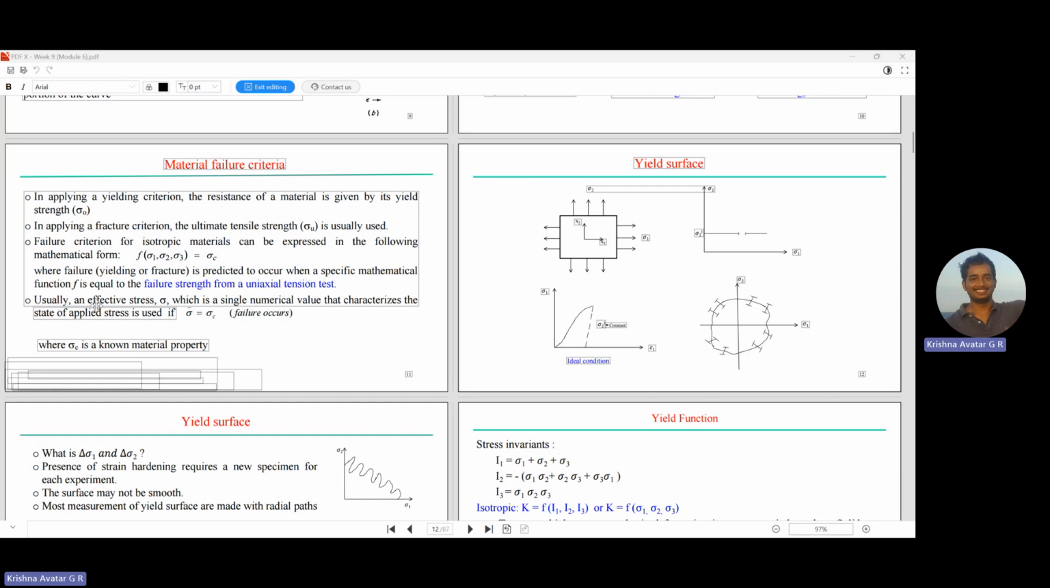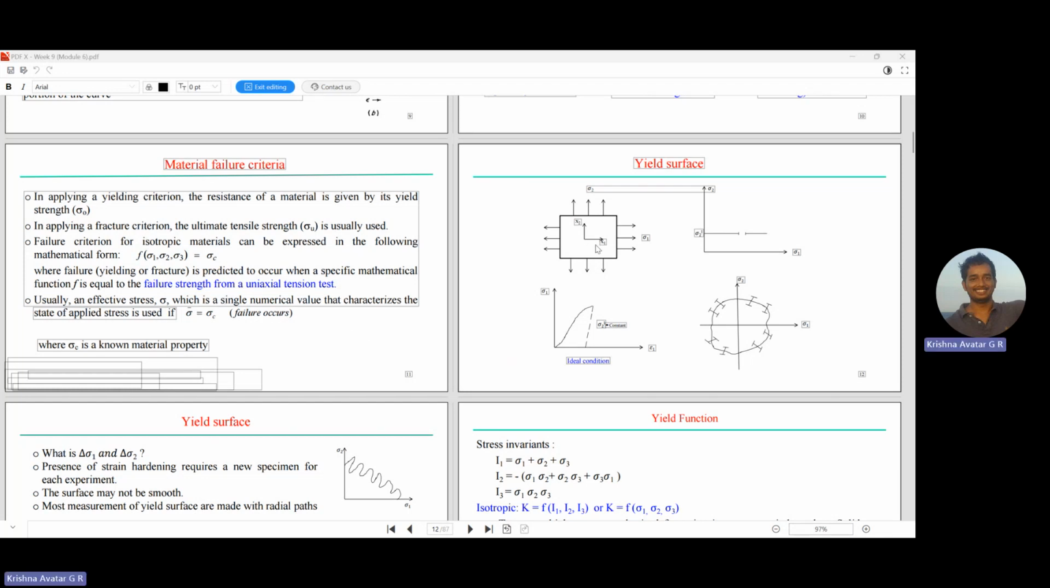Usually an effective stress sigma bar, which is a single numerical value that characterizes the state of stress, is used, and if sigma bar is equal to sigma c, that is when the failure occurs. And this sigma c is a material property, and we can obtain it from certain experiments, either a uniaxial tension test or a biaxial tension test, right?